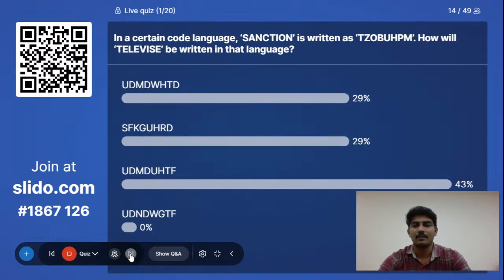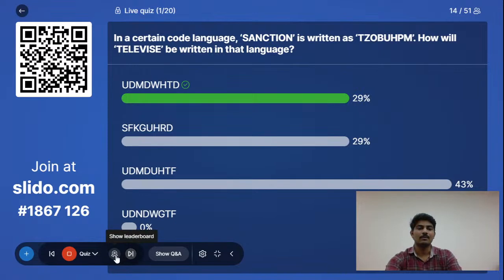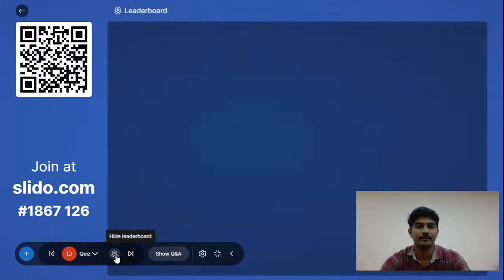Approximately 43% of the students have chosen the third option, and 29% chose the first and second options, but the last option was chosen by none. Let's see the correct answer for this question. The correct answer is option A, that is UD, MD, WH, TD. Those who answered correctly, 29%, will have their names shown on the leaderboard.